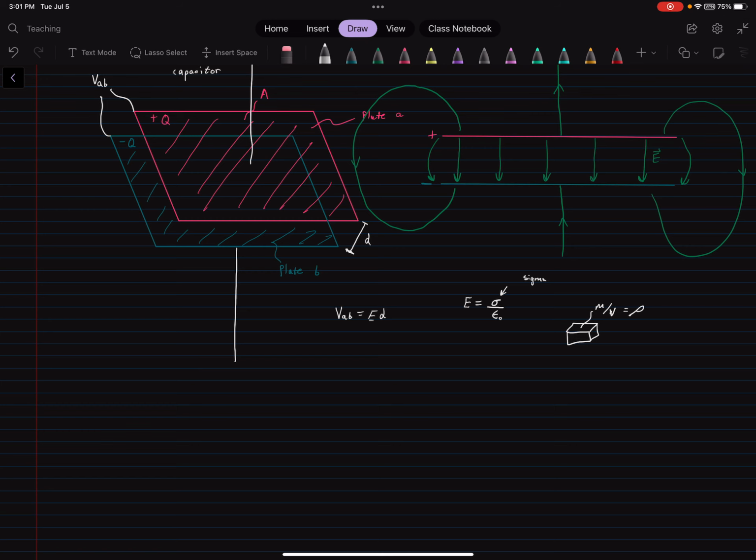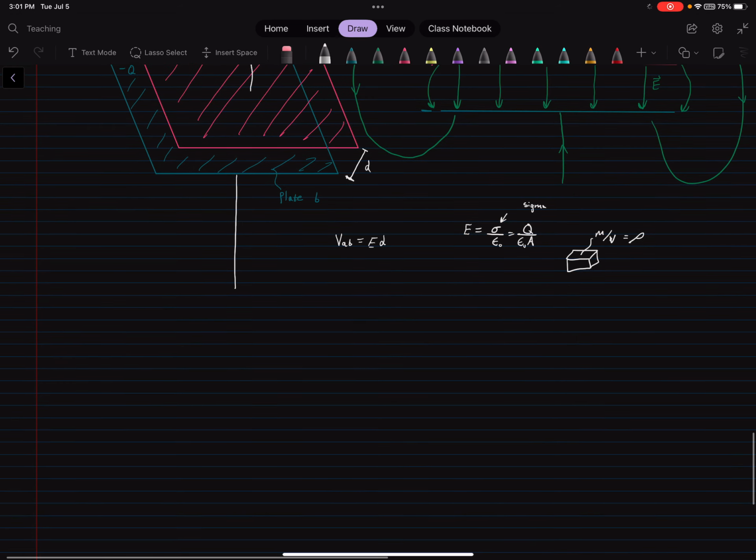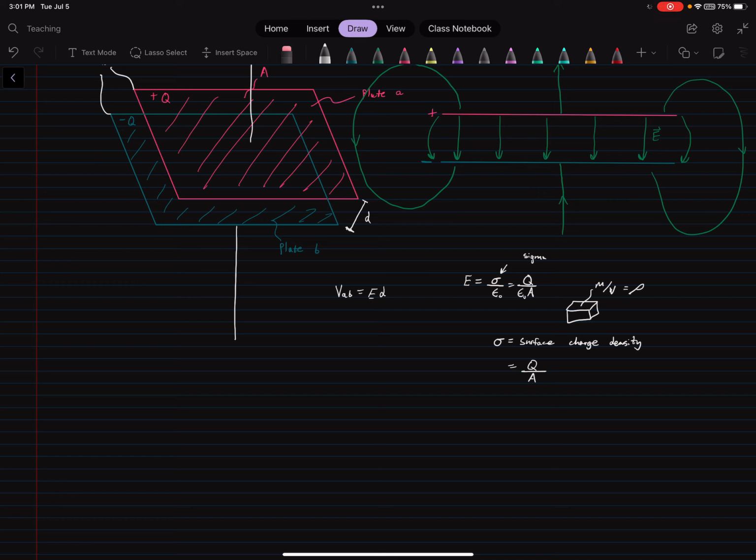So sigma, surface charge density, would be equal to Q, if that's our total charge per plate, per area, and then we have this epsilon naught there, the permittivity of free space. So to be explicit, sigma is equal to surface charge density, and it's also equal to Q, whatever the total charge is, divided by A, whatever the area is of the thing. There's also volume charge density, but here we're just talking about surface charge density.